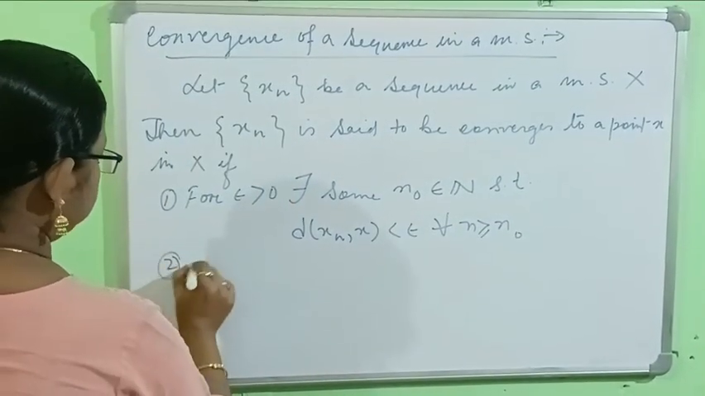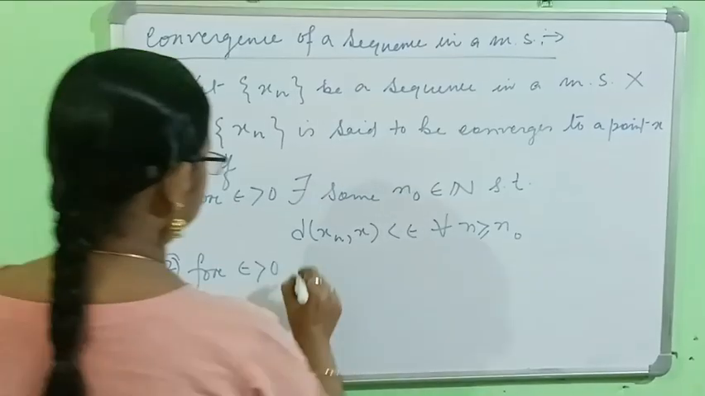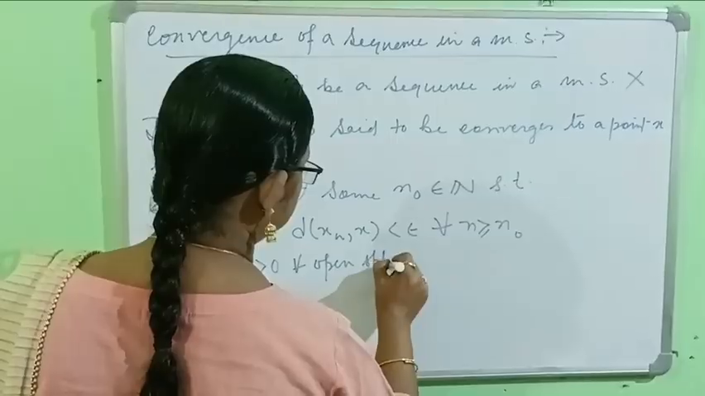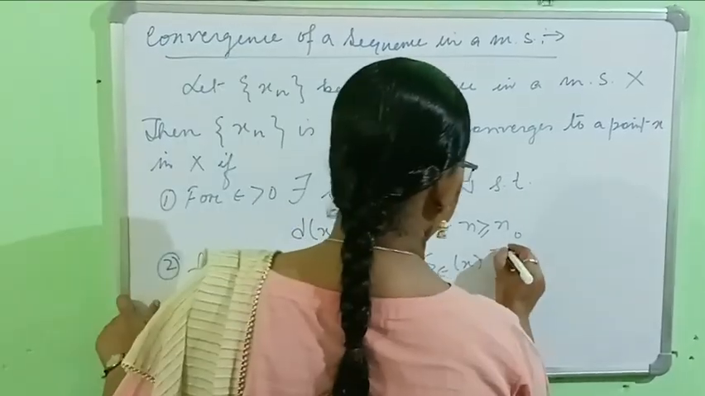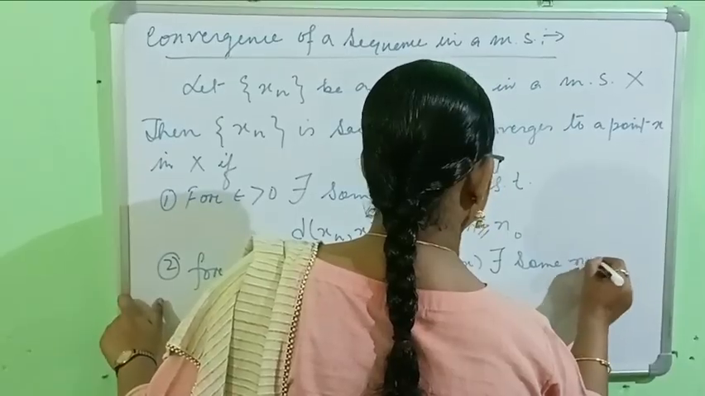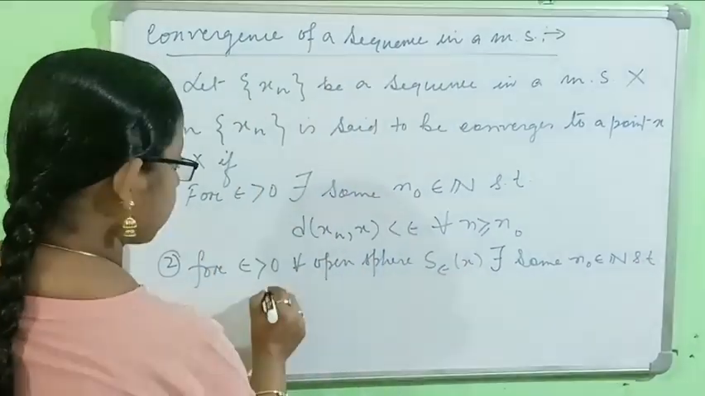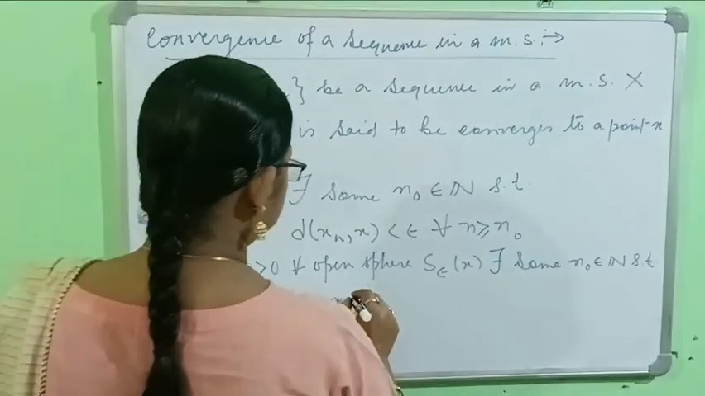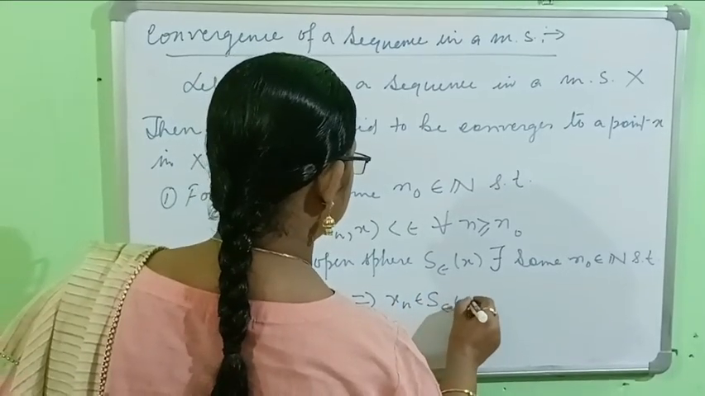Two, for epsilon greater than 0, for the open sphere S epsilon of x, there exists some n naught belonging to the natural numbers such that for all n greater than or equal to n naught implies xn belongs to S epsilon of x.